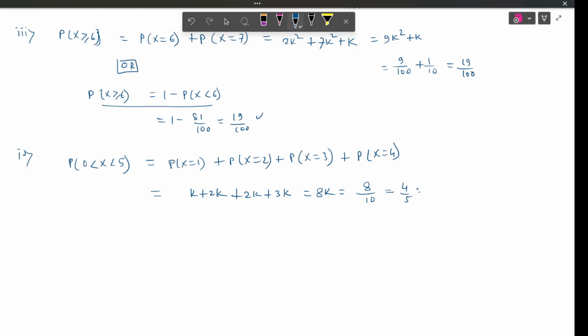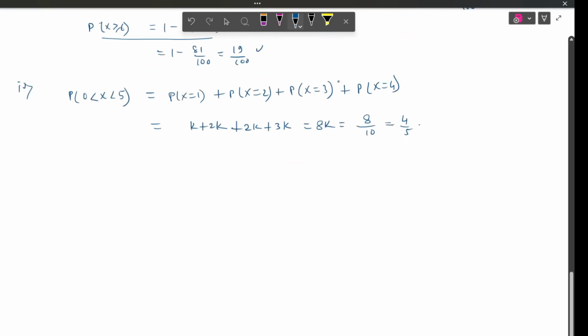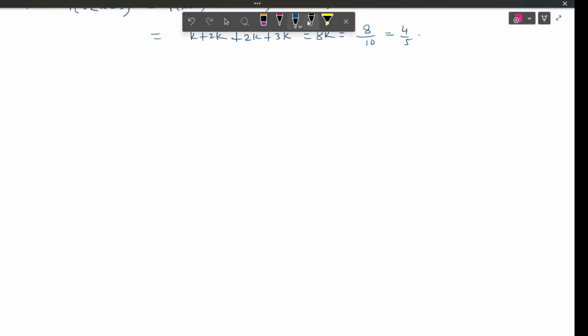Okay. Now let's see another question. This type of question is actually very easy and very scoring. You have to know how to solve. That's all.